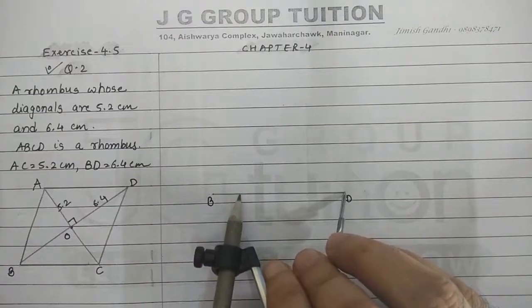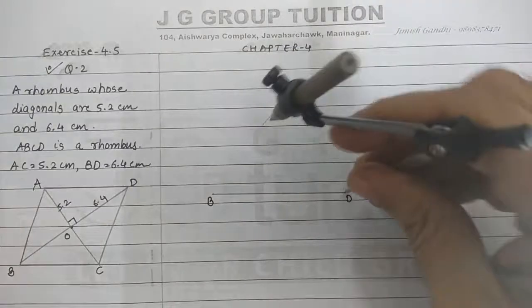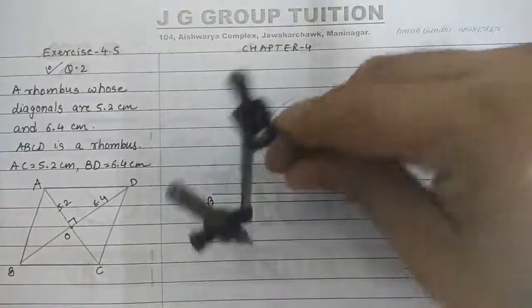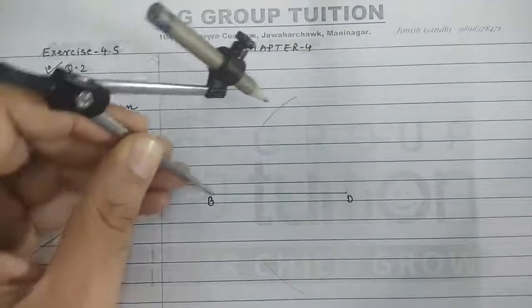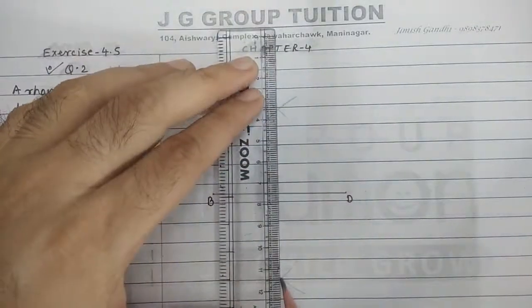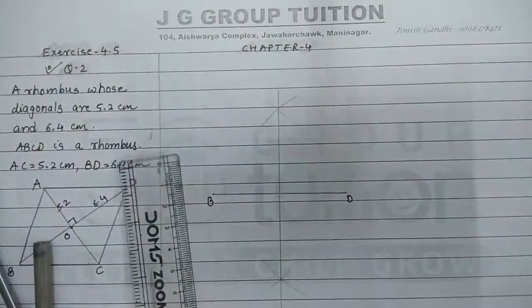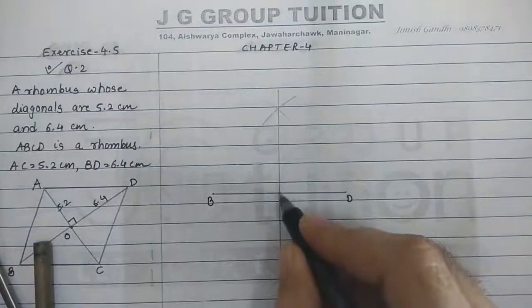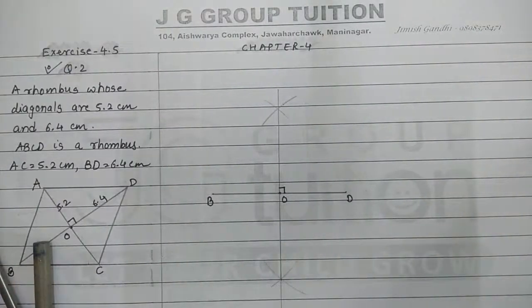So let us recall how to construct a perpendicular bisector. Take a length which is more than half of BD. From point D we should construct an arc on the upper side and one arc on the lower side. Keep the same radius. Now from point B we should construct the arcs which must intersect the previous two arcs. Let us join these two. So this line which you construct is the perpendicular bisector of BD. This is point O, and O is the midpoint of BD.